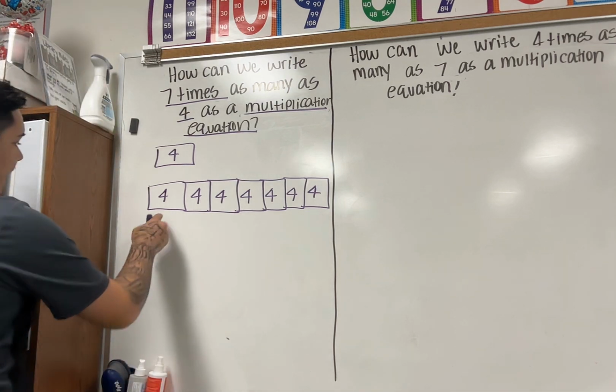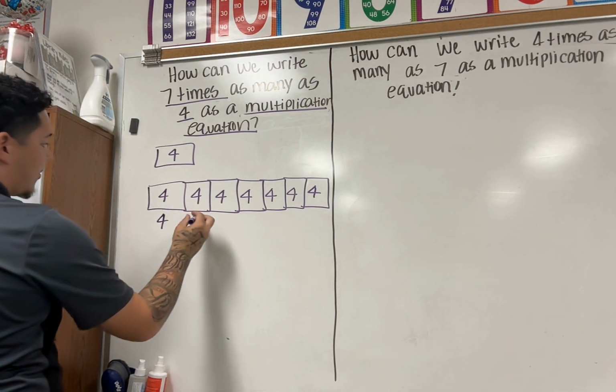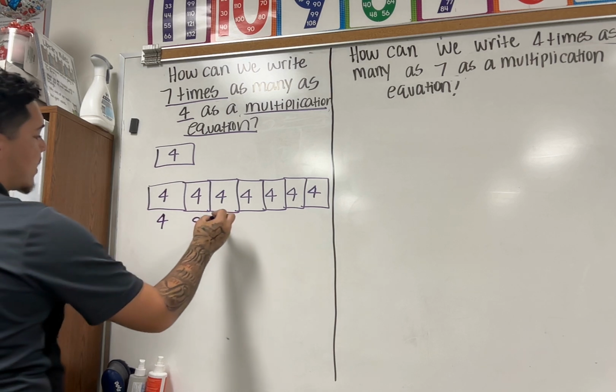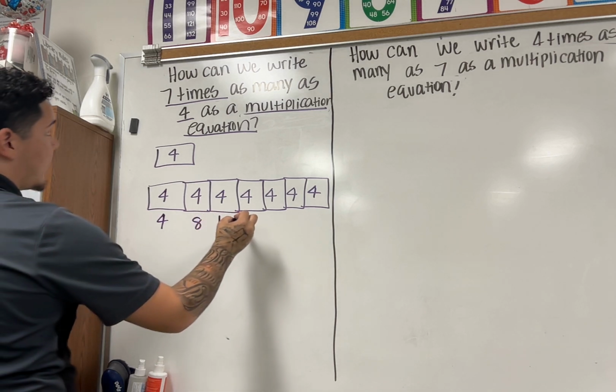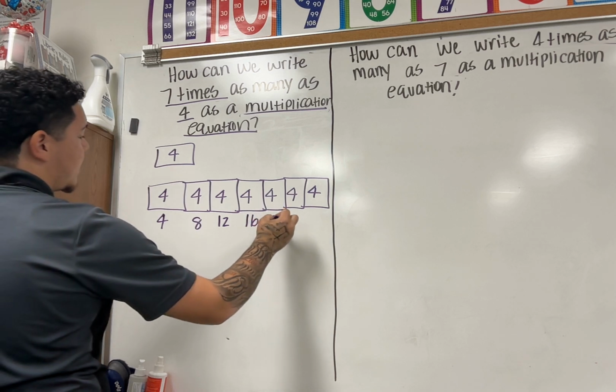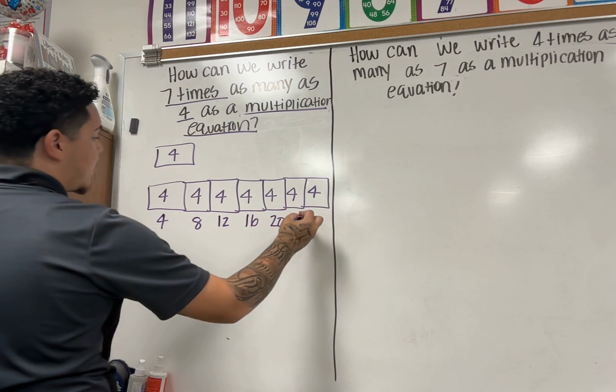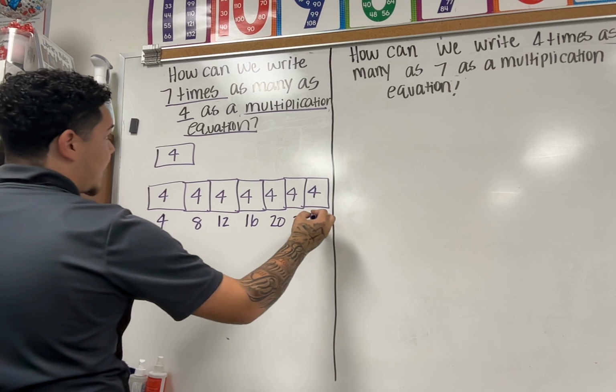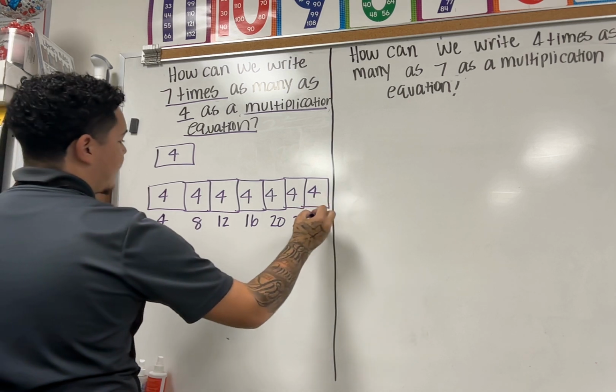I know that 4 times 1 is 4. 4 times 2 is 8. 4 times 3 is 12. 4 times 4 is 16. 4 times 5 is 20. 4 times 6 is 24. 4 times 7 is 28.